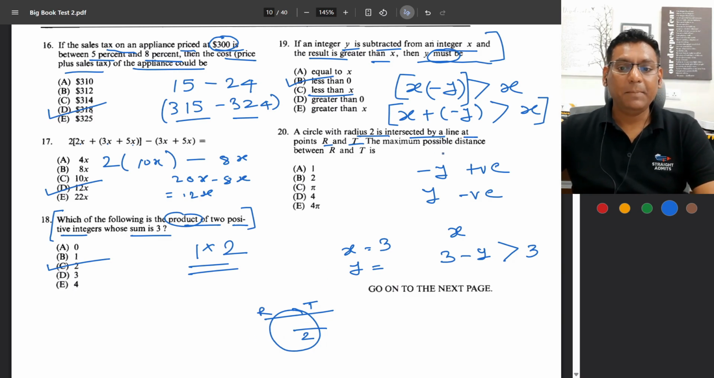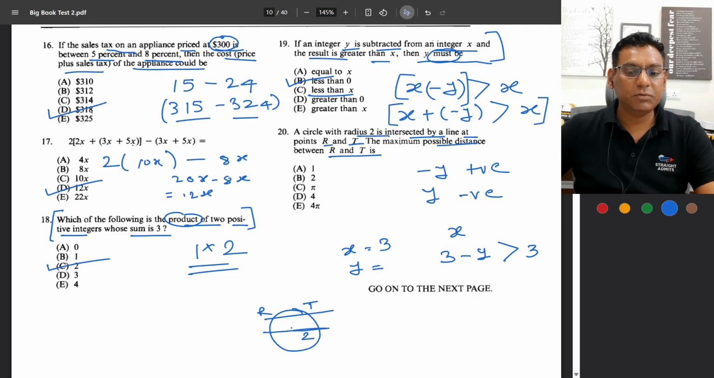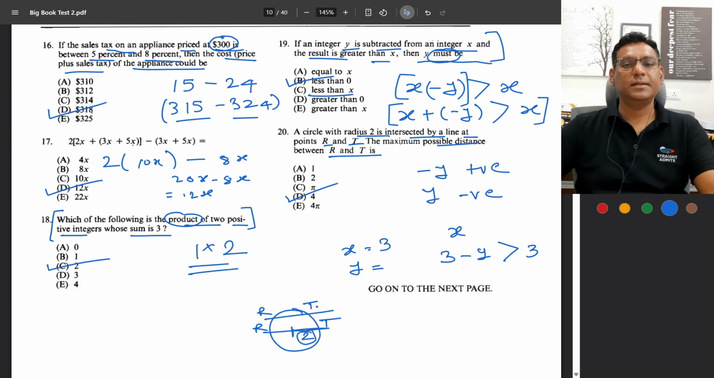The maximum possible distance between R and T. That means what is the biggest distance it can get? Obviously, the biggest distance will be when it is the diameter. The maximum possible distance is going to be the diameter, which is going to be 2 times the radius. That means 4. So the answer here is D.